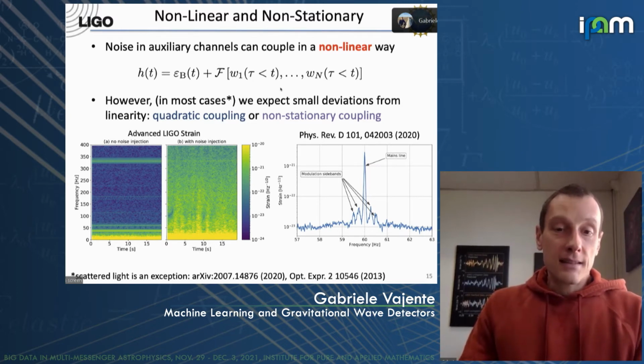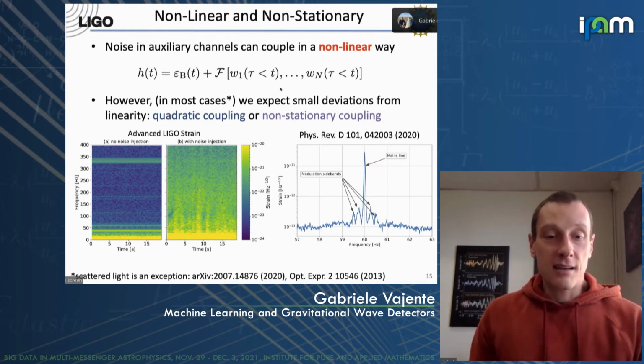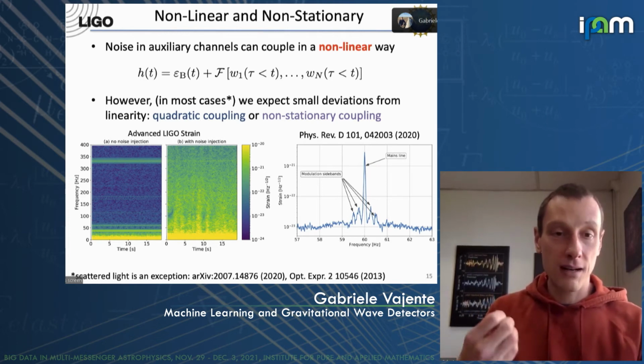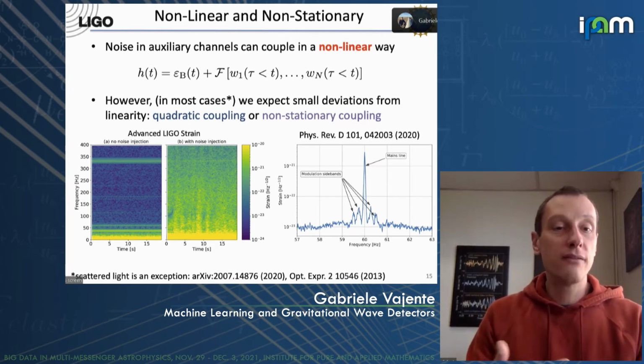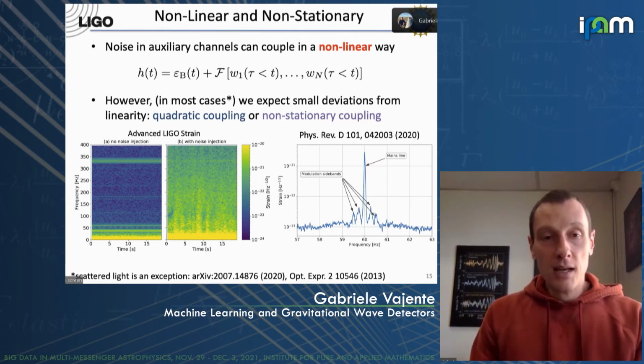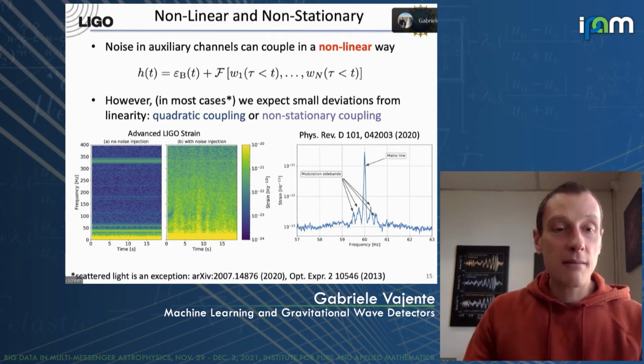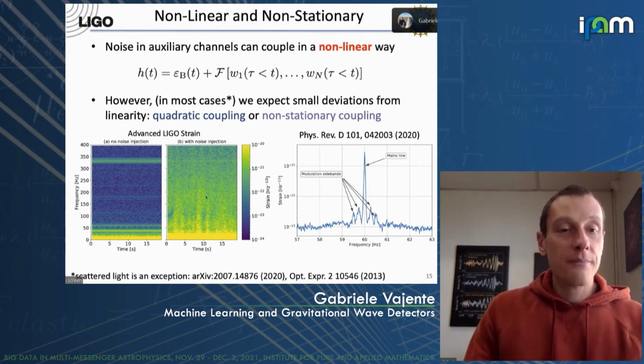The point is that our feedback systems are working as hard as possible to maintain the system close to linear operation, which means that in most cases, we expect only small deviations from linearity. So we expect things like quadratic couplings or non-stationary couplings. And so some examples are shown here.